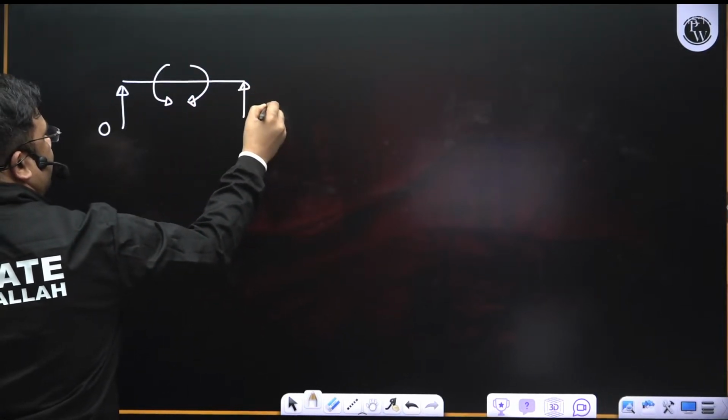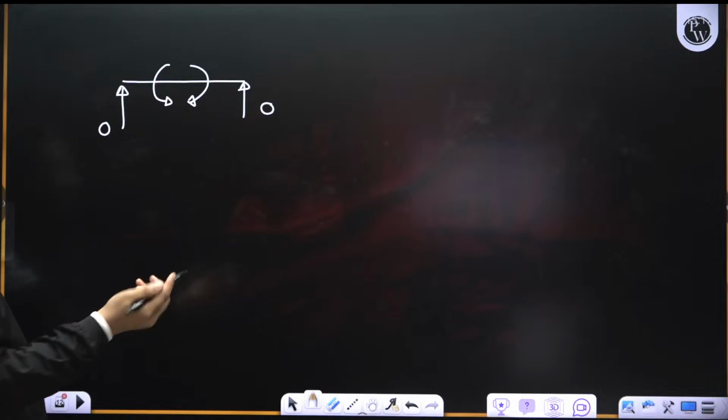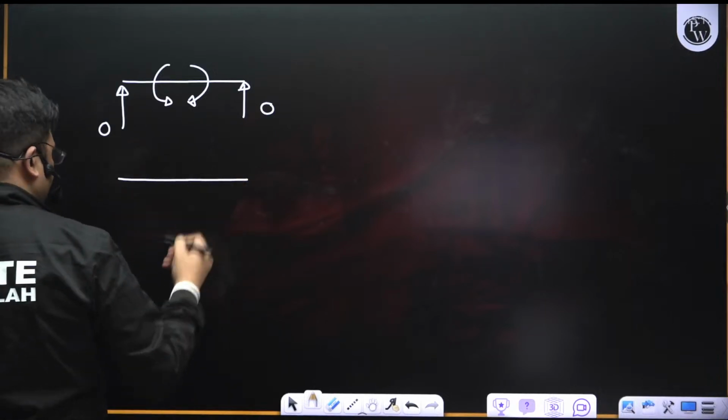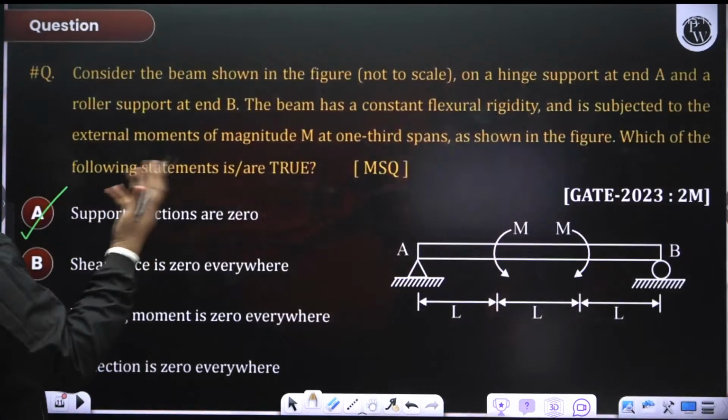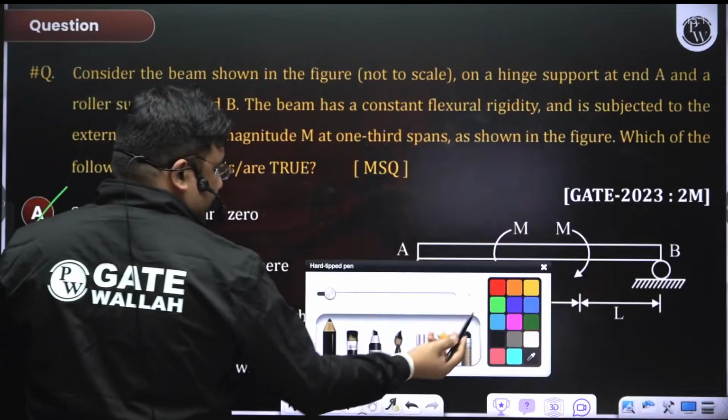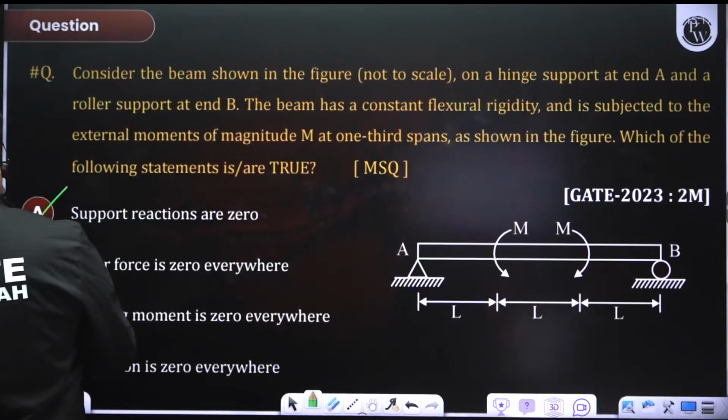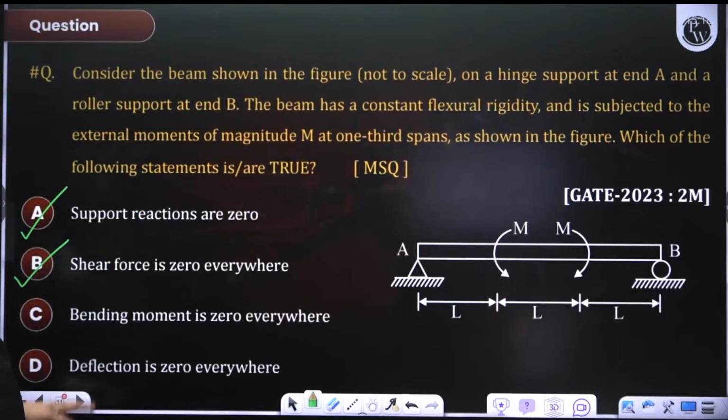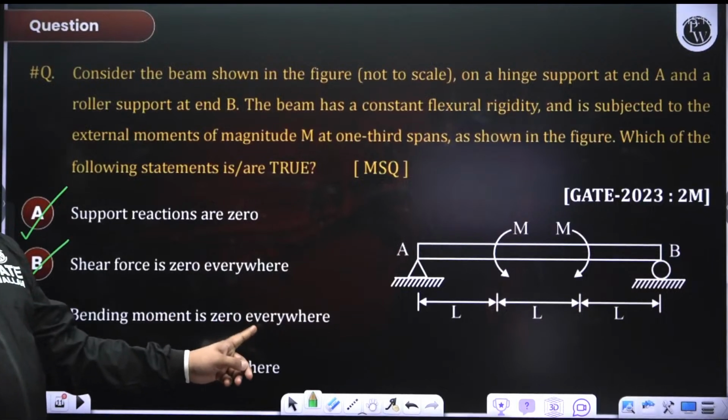There is no reaction, so reaction is 0. If I draw the shear force diagram, it is 0 only, right? There is no load, so shear force is 0 everywhere. That is true. Bending moment is 0 everywhere.